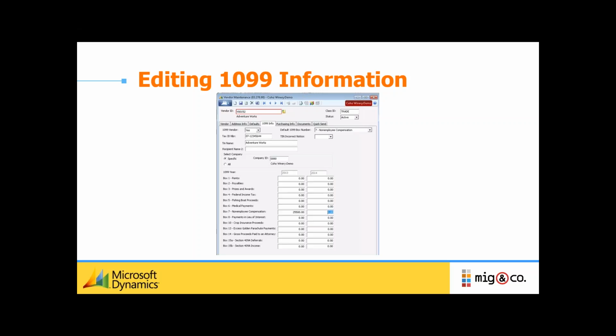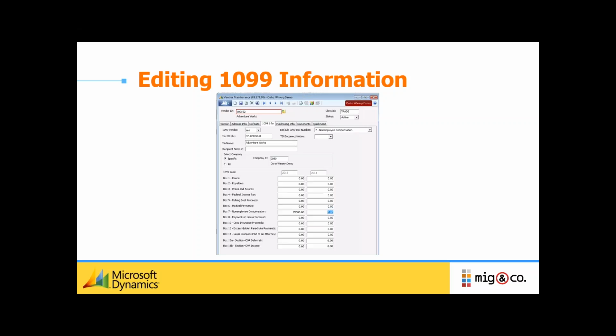When the check is cut, it will recognize the value of the transaction and update the specific box with the amount that was paid. So 1099 is based on a calendar year, not necessarily a fiscal year. It's looking for the year of the check that was actually used to pay it. So if you put in a voucher in December, but you don't pay it till January of the next year, it's the next year's 1099 that will be reporting upon the check that was paid.